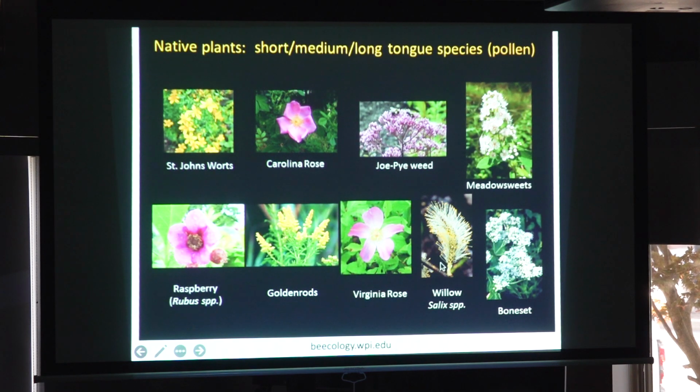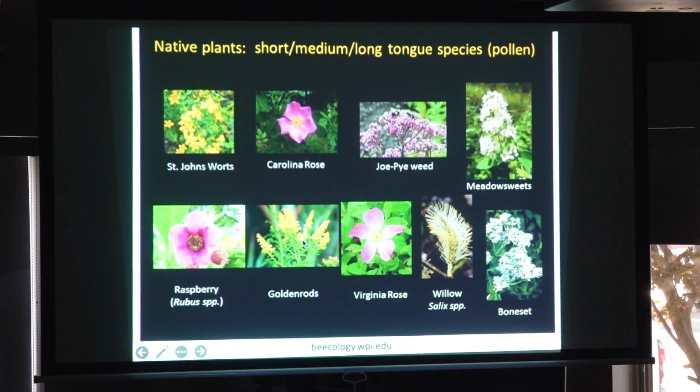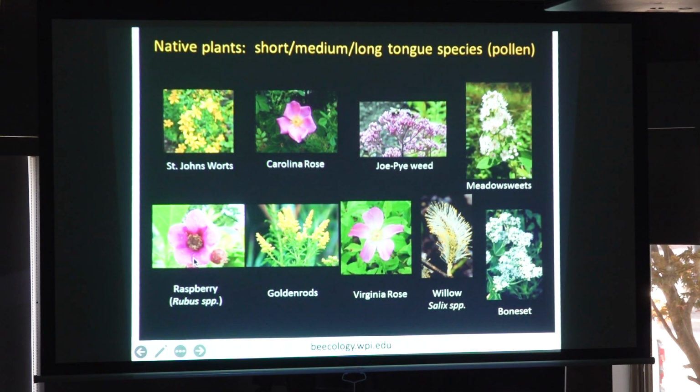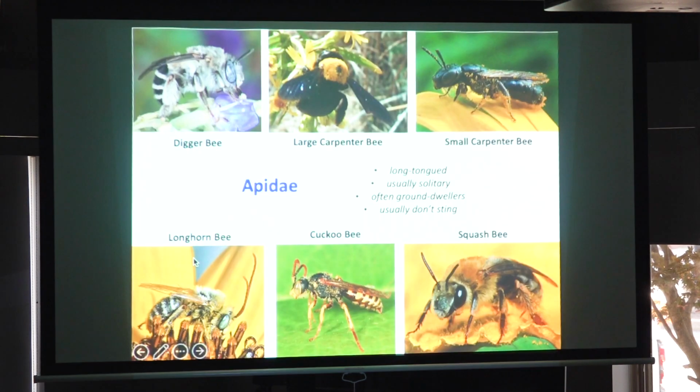Willows are a tree of various heights. There are different kinds of willows. And again, goldenrods and raspberry. This is a purple flowering raspberry. Grows in the margins of woods.